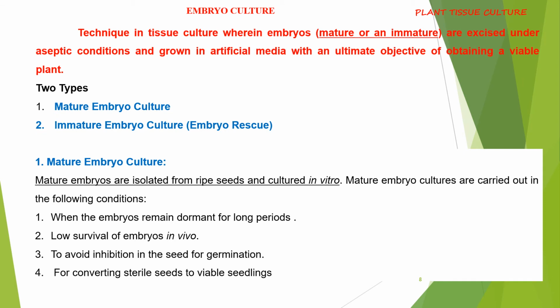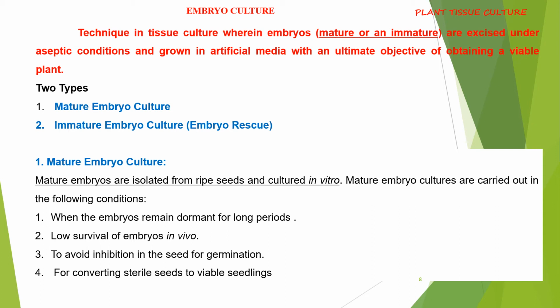Embryo culture. This is a technique in plant tissue culture wherein embryos are excised from the ovary under aseptic conditions and grown in nutrient media to obtain viable plants. Based upon the stage of the embryo, there are two types of embryo culture: mature embryo culture and immature embryo culture, which is also known as the embryo rescue method.